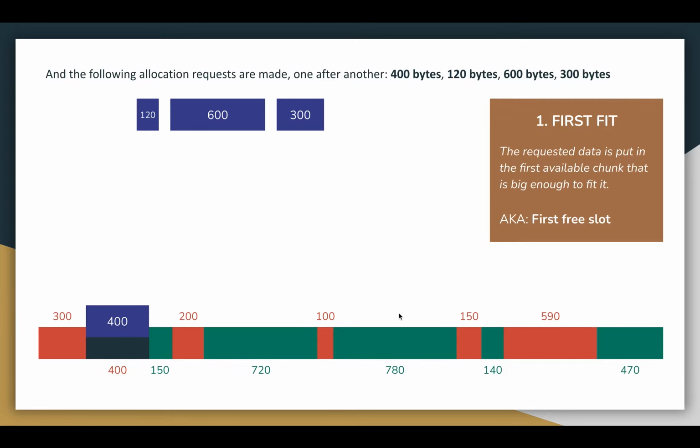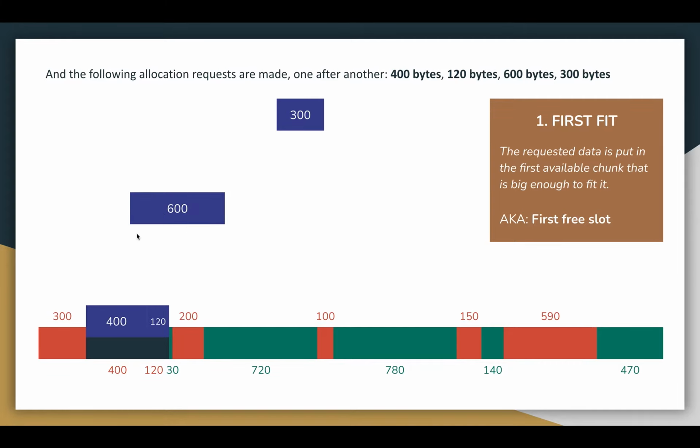Next, we have to assign the next block of memory, 120 bytes. We begin our browsing from the beginning of the memory. We search for the first free slot. The first free slot is here. Can it fit our block? Yes, it can fit our block, so we'll put it here. Now we're left with 30 bytes free. Next, we take our 600 block and search for the first free slot.